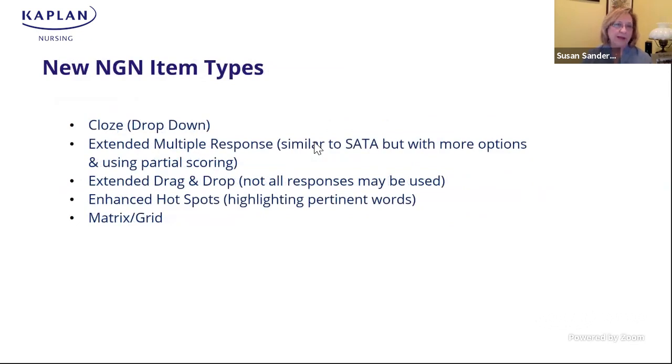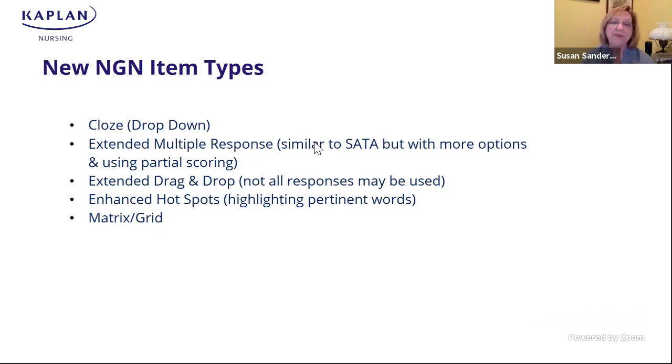So when we look at the new item types, these are the approved ones. These are the ones that research has shown are effective in measuring clinical judgment. And Ryan's going to show you samples of these as we go through this afternoon. The cloze, which is a drop-down question, extended multiple response, which is that dreaded select all that apply, but it may have more options, up to 10 options. And there will be partial scoring. One of the important components to note right now is that National Council has not determined how they will score these items. Therefore, we don't know how they will score them either, but we are in communication with them, and I'll show you in a few minutes too what Kaplan's doing to prepare.